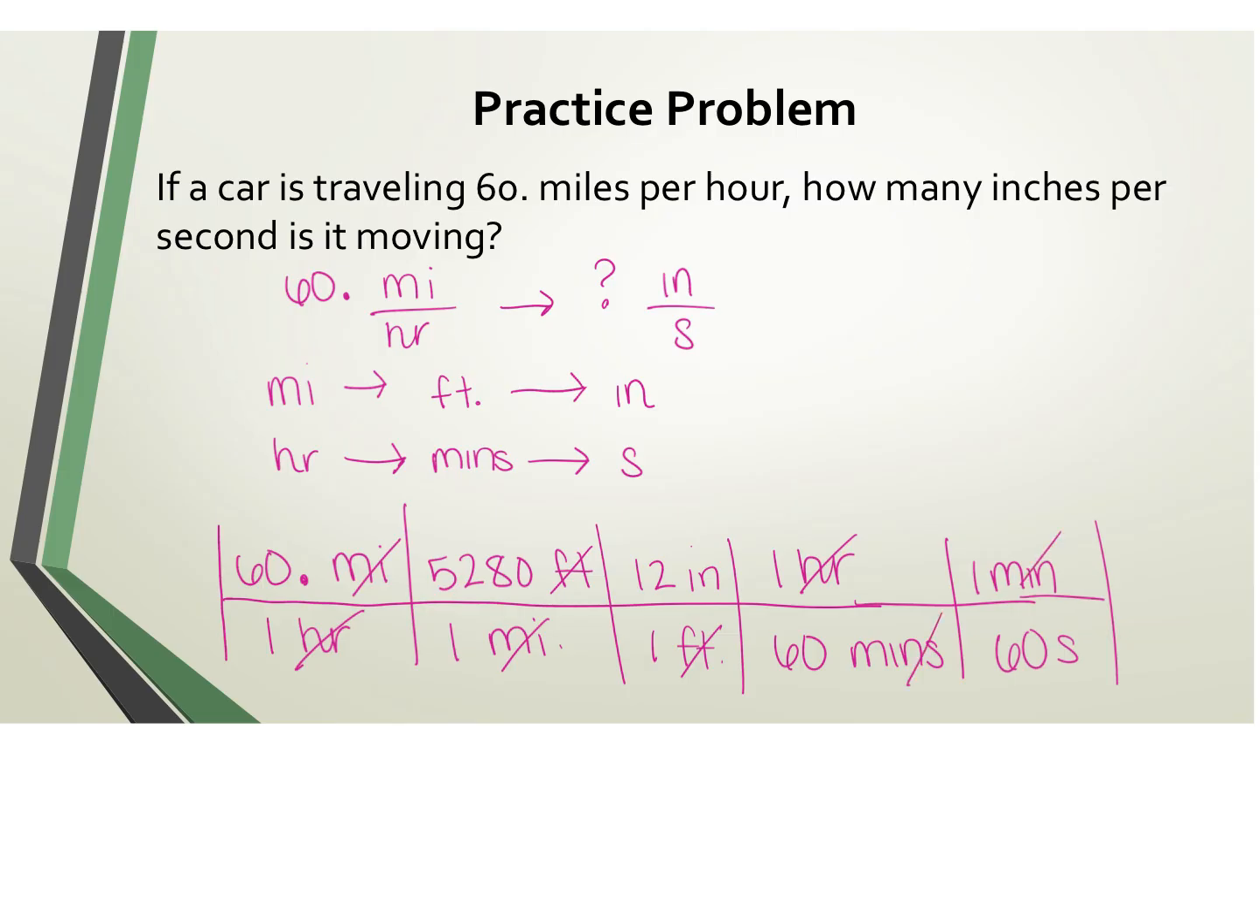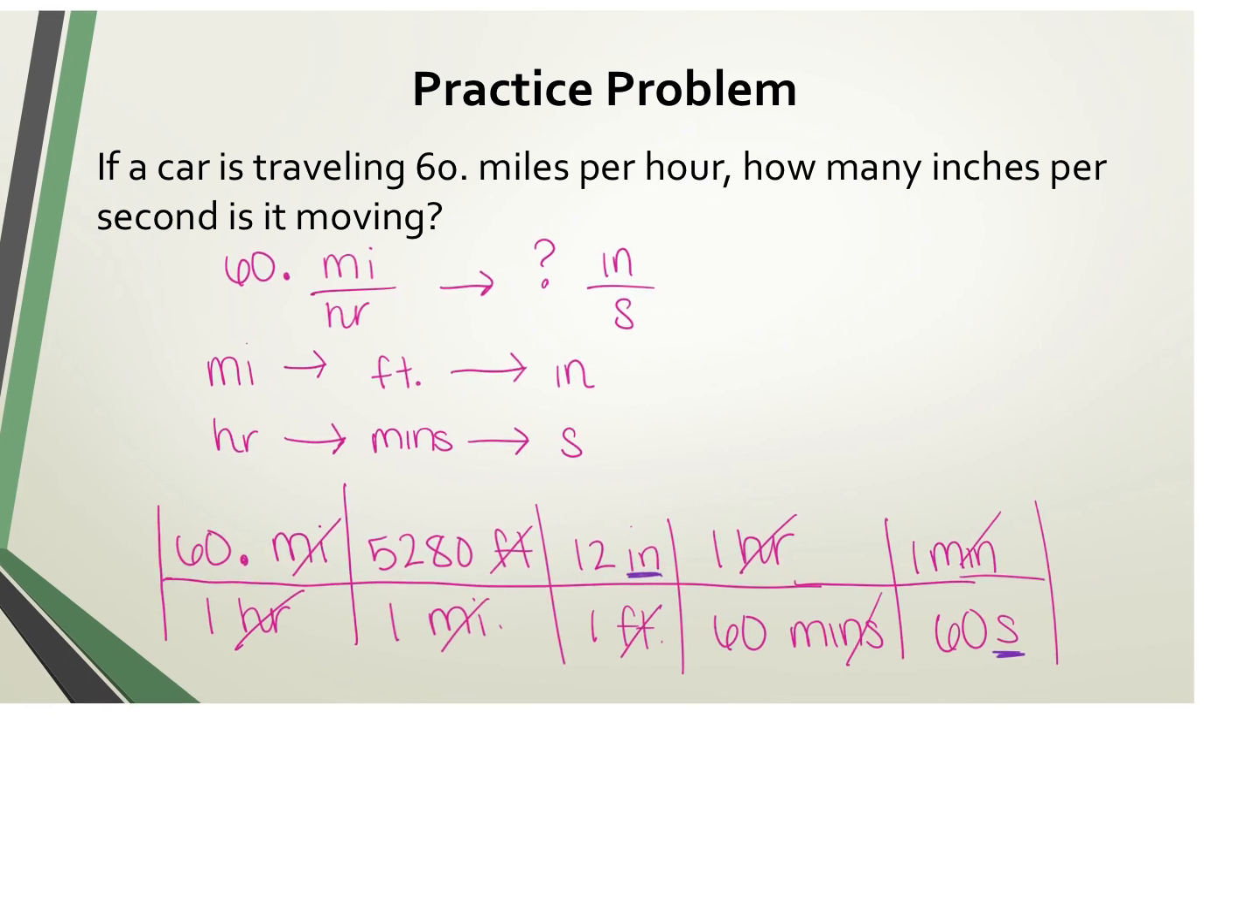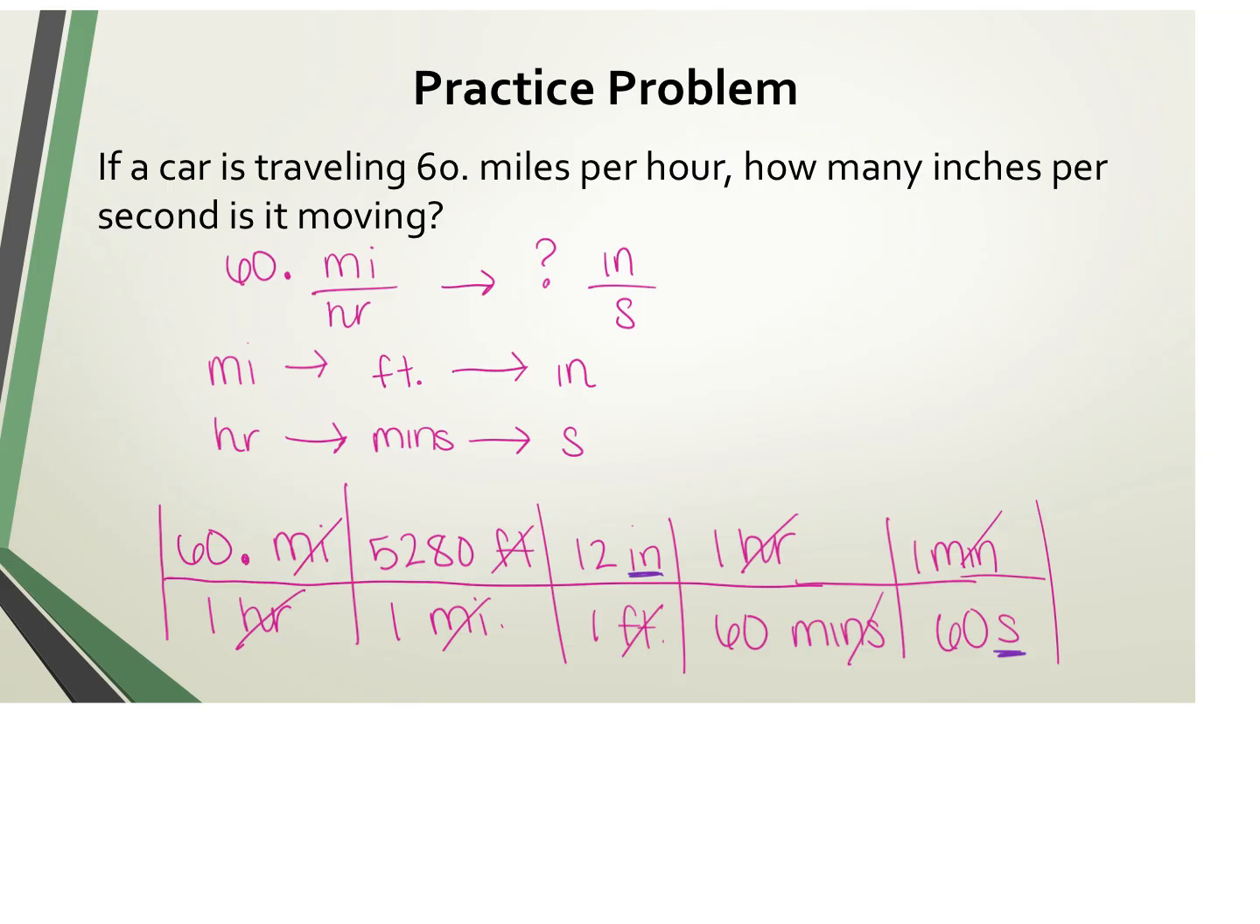Okay, so if you see what units are left over, we have inches in the numerator, seconds in the denominator, and that's what we're looking for. So this is a really good indicator that we set up our math correct. So now we're going to solve for this problem. We're going to multiply the top row and get an answer, and then multiply the bottom row and get an answer, and then divide them. So go ahead and pause the video and actually calculate both the top row and the bottom row.